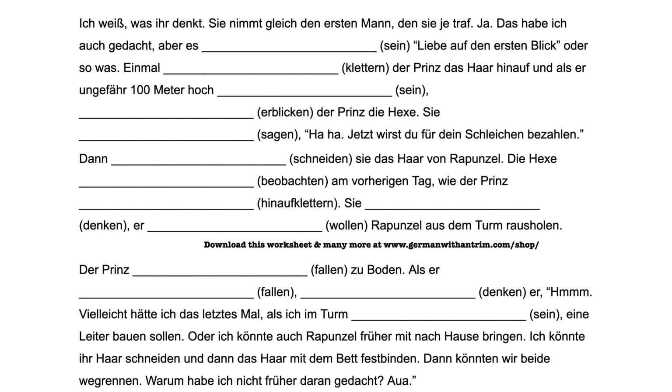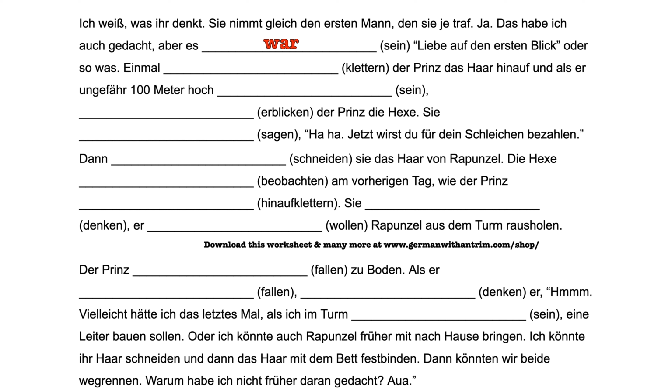Ich weiß, was ihr denkt. I know what you're thinking. Sie nimmt gleich den ersten Mann, den sie je traf. She is taking the first man that she ever met. Ja, yes. Das habe ich auch gedacht. I thought that too. Aber es, and again here, form of sein, same form that we've been using, war, because again it's still the sie form. Es war Liebe auf den ersten Blick oder sowas. It was love at first sight or something like that.